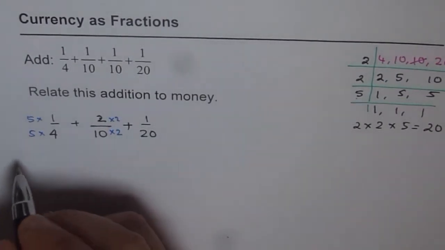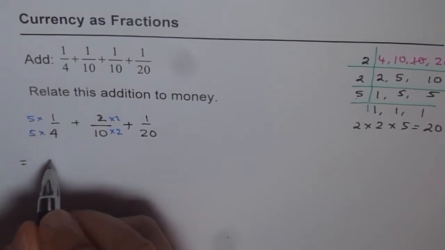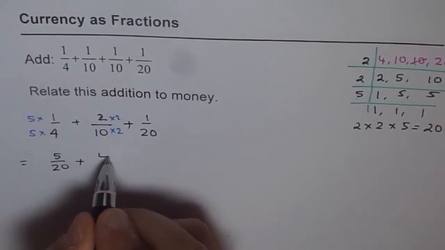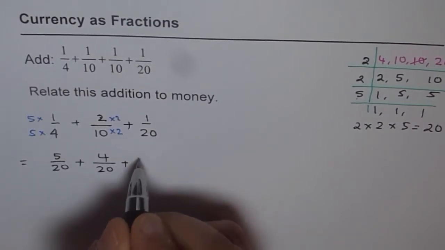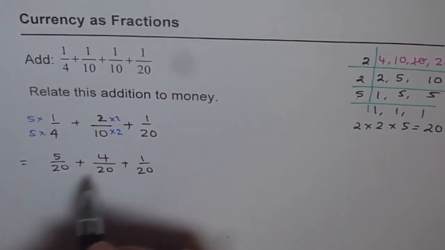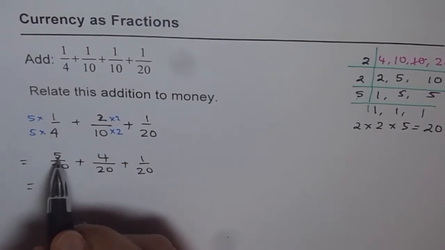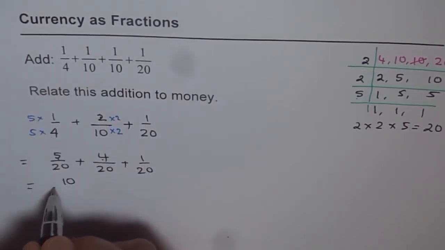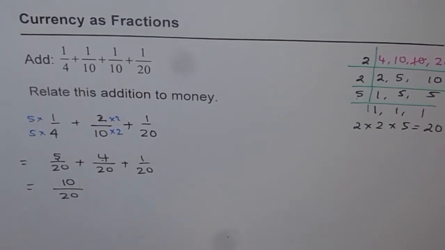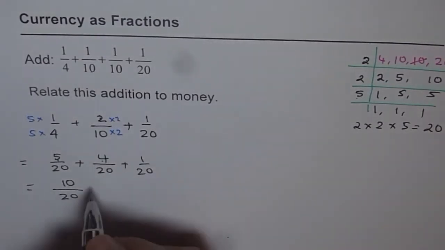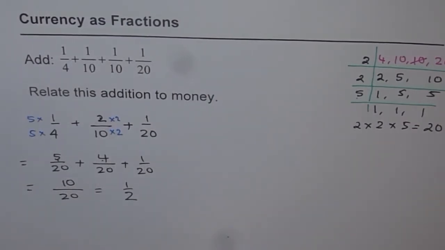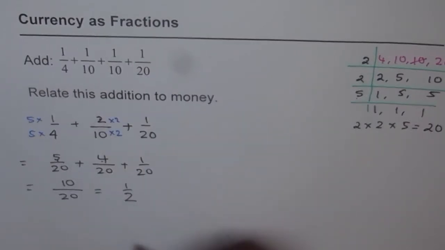We get the equivalent fractions: 5 over 20 plus 2 times 2 is 4, 4 over 20 plus 1 over 20. Now if you add them all, you get 5 plus 4, 9 plus 1, 10, right? So you get 10 over 20. So that is what you get. 10 over 20 is half. So you get half, 10 over 20. So that is the addition of these fractions.